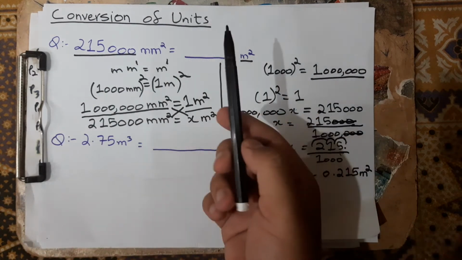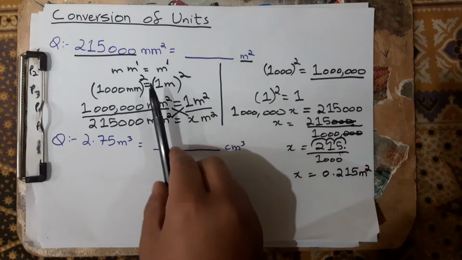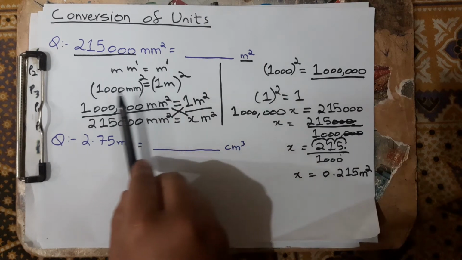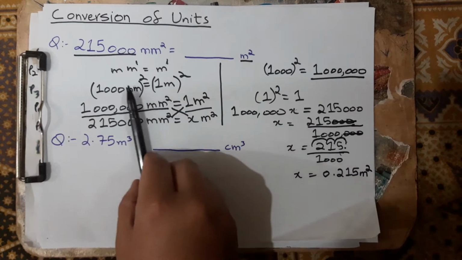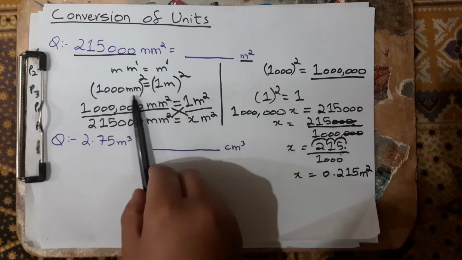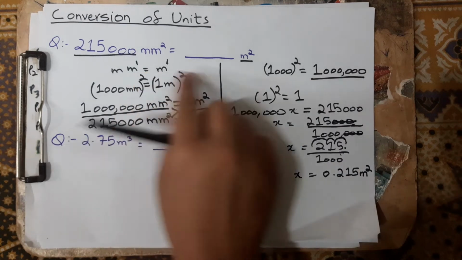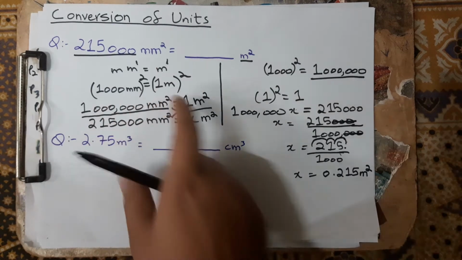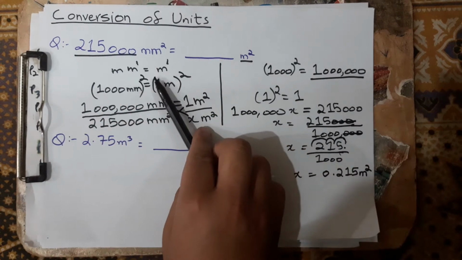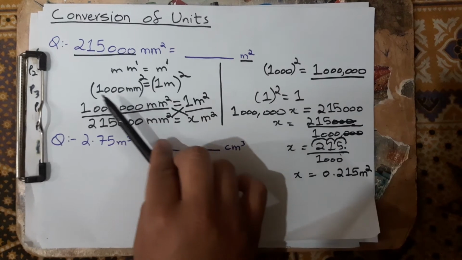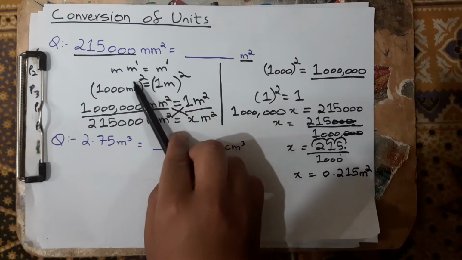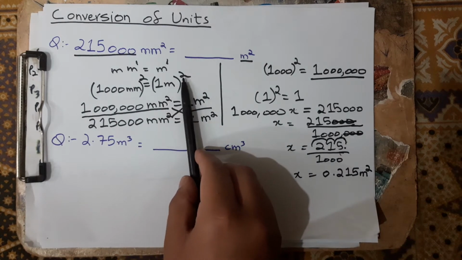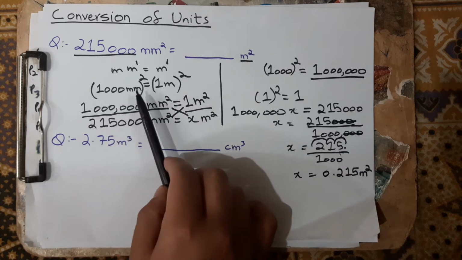If you revise, you will come to know that we have learned this in the previous videos: 1 meter is equal to 1000 millimeter. So first we write it as it is, 1 meter is equal to 1000 millimeter, and don't mention the square yet. Then put brackets around both values, 1000 millimeter and 1 meter, and then mention 2 on it, which represents that (1 meter) square is equal to (1000 millimeter) square.